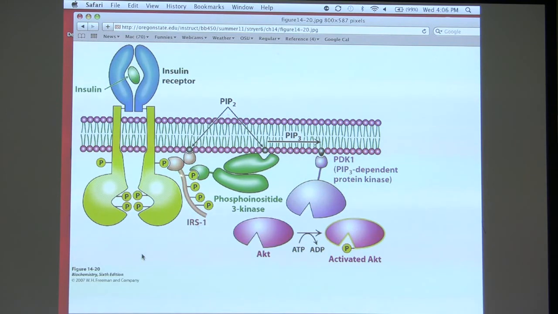The phosphotyrosines were targets for this protein called IRS1. IRS1 bound to the phosphotyrosine through its SH2 domain. That brought this tail into close proximity of the enzyme, which now put phosphates onto the tail. The phosphates on the tail were targets for binding of the SH2 domain of phosphoinositide 3 kinase.